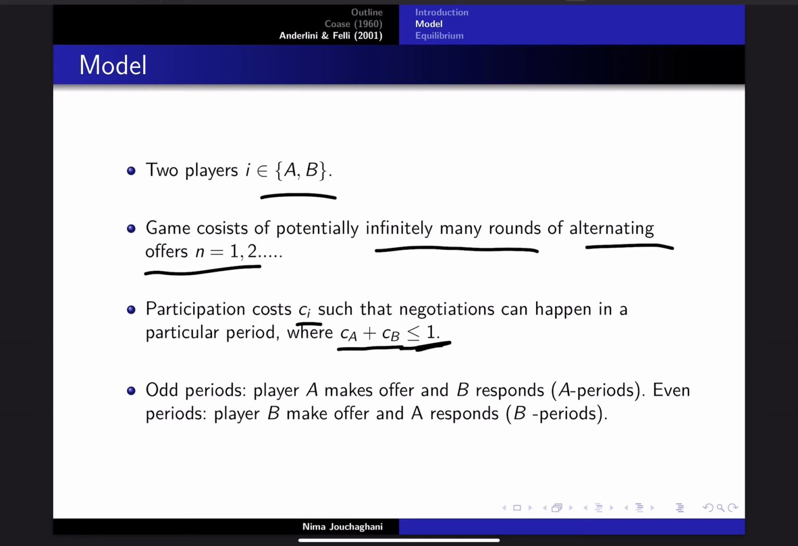One further assumption is that in odd periods, so periods 1, 3, 5, and so on, A is making an offer and B is responding. We refer to those as A periods. In even periods, so 2, 4, 6, and so on, B is making an offer and A is responding. Those are the B periods. So basically, A is making an offer to B, and B is saying whether he accepts it or not.